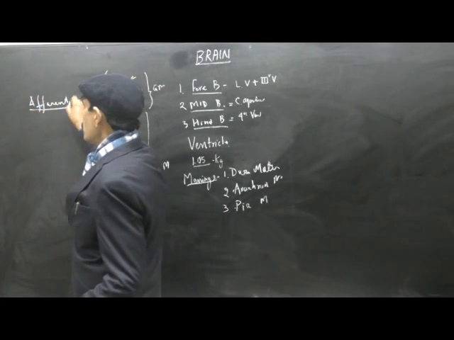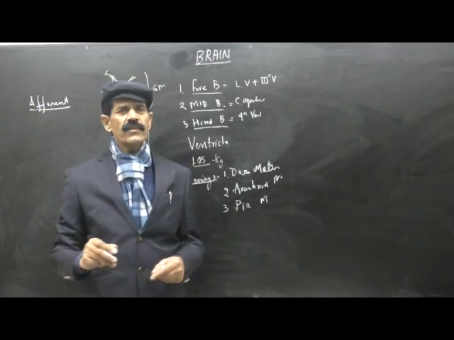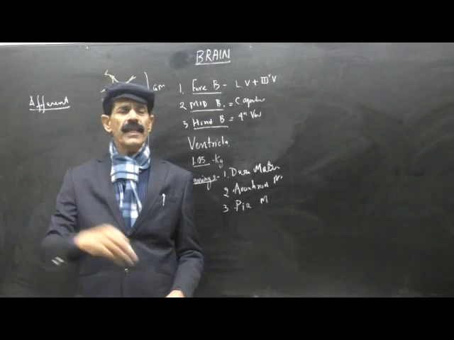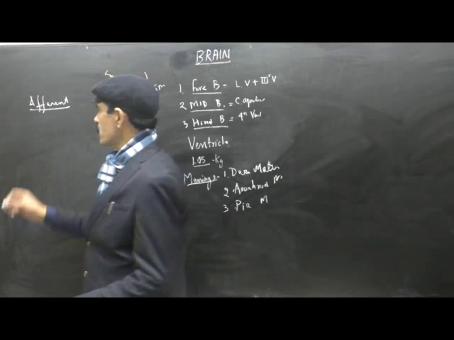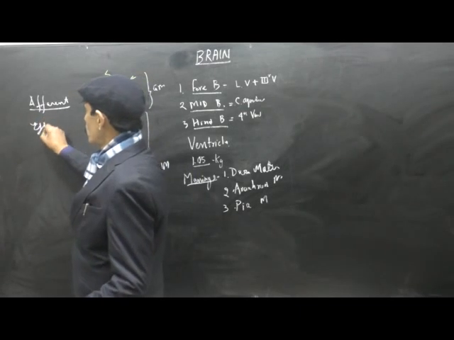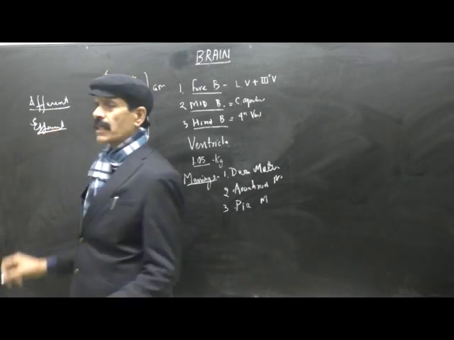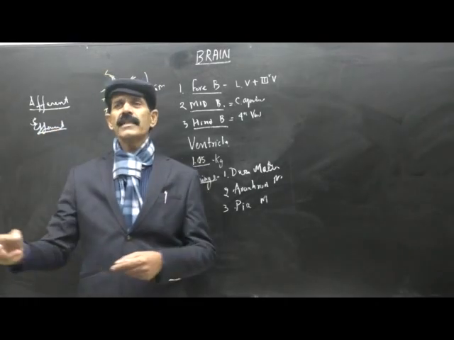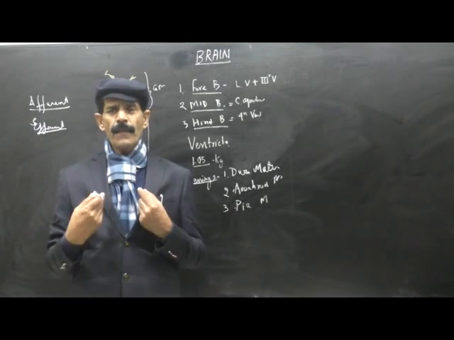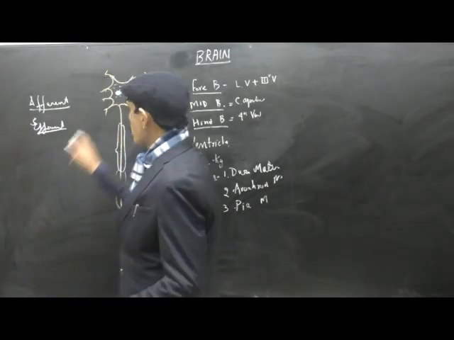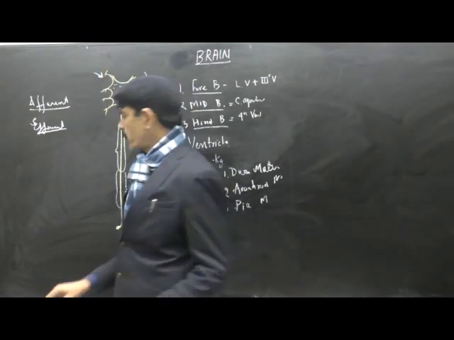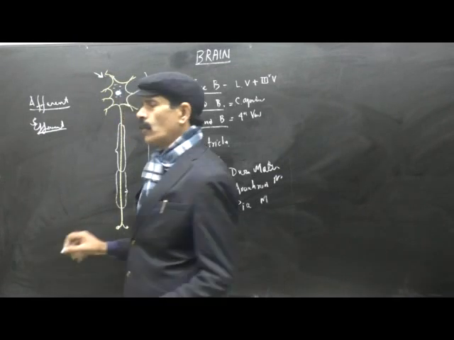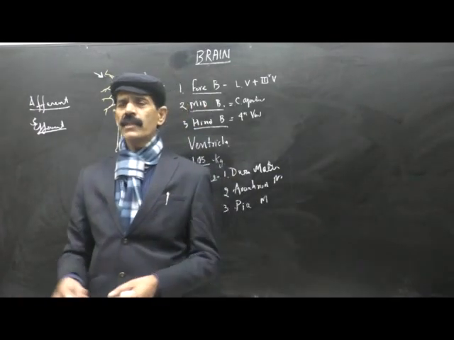So afferent are the information or the impulses which are coming from the periphery to the brain or the central nervous system. And if some message is going away from the brain or the spinal cord, that is called the efferent. So E for exit, A for afferent, A for coming. And these dendrites are mainly afferent in function, while the axon terminal may be both afferent as well as efferent.